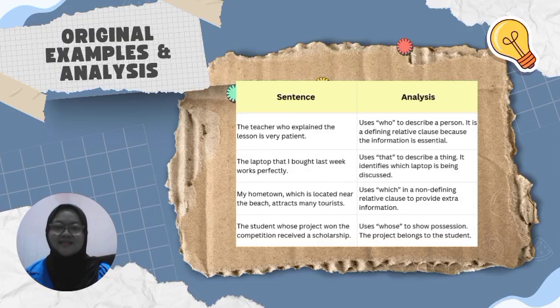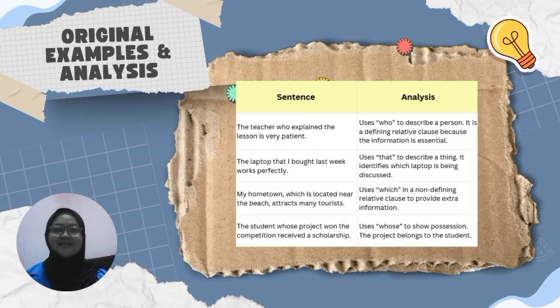The first sentence is: the teacher who explained the lesson is very patient. The word who refers to the teacher, so it is used for a person. The second sentence is: the laptop that I bought last week works perfectly. Here, that refers to the laptop, which is a thing.